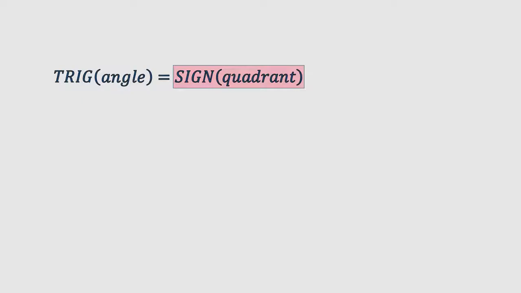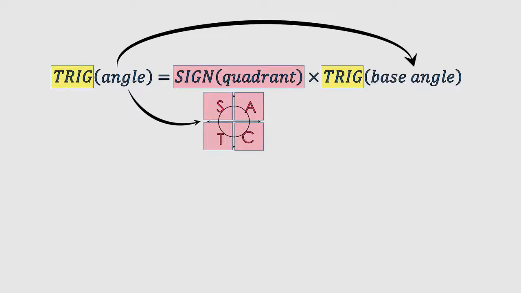The trigonometric ratio of an angle is dependent on the sign of the ratio, contingent on the quadrant of the angle, and the trigonometric ratio of the base angle.